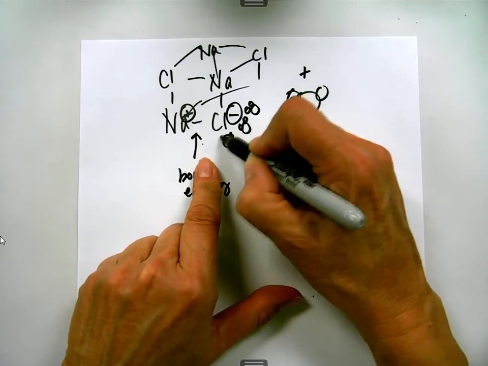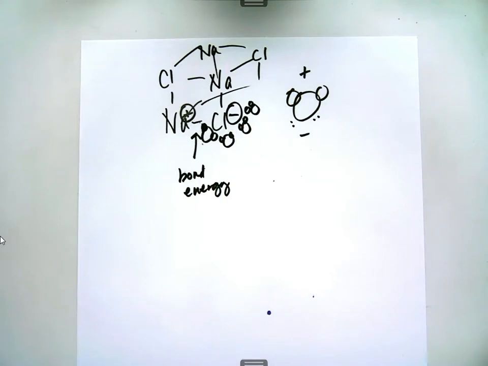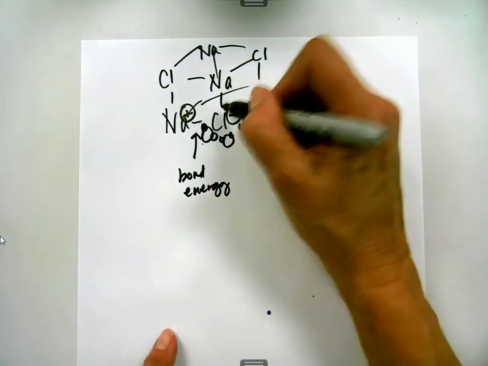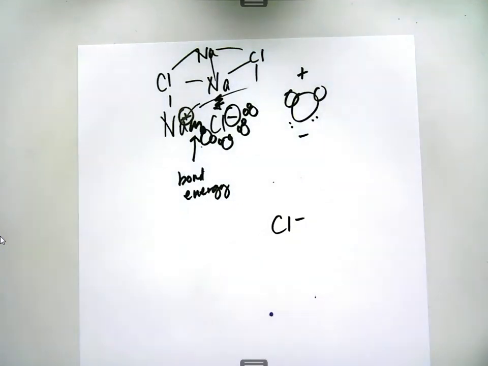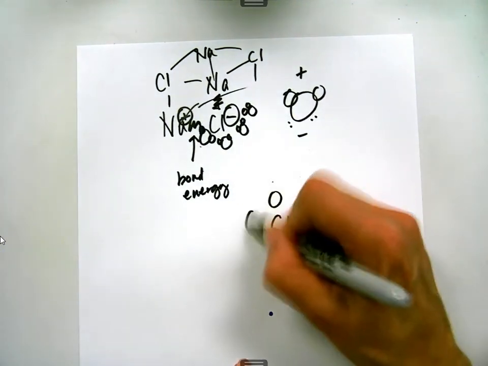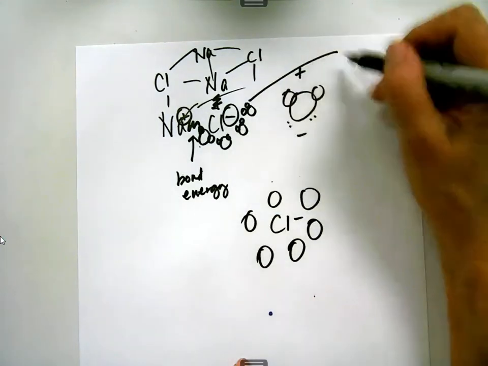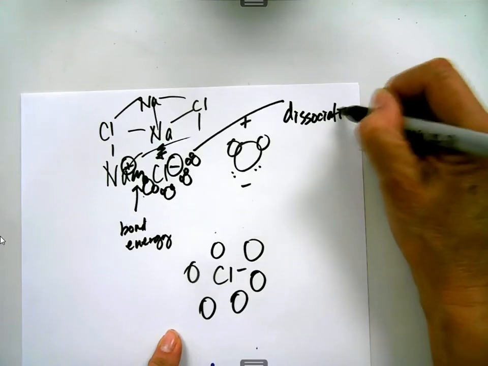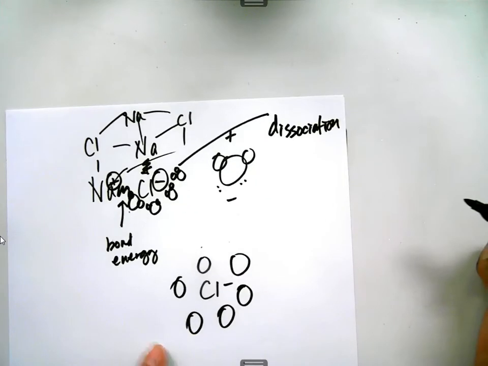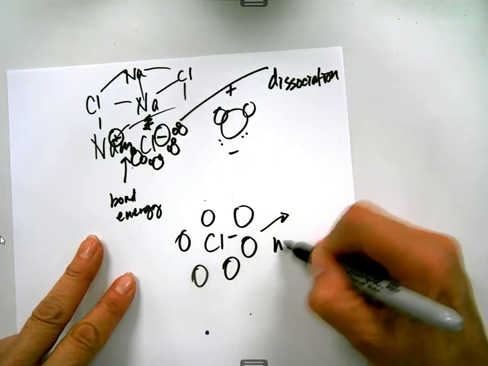Lots of water molecules will gang up on the chlorine, right? See how I oriented them with the positive side towards the negative chlorine? They break that bond, they pull the chlorine off, and then they surround it. The first step here is called dissociation. And that involves the bond energy, the taking of the pieces away from each other. The second step is called hydration.